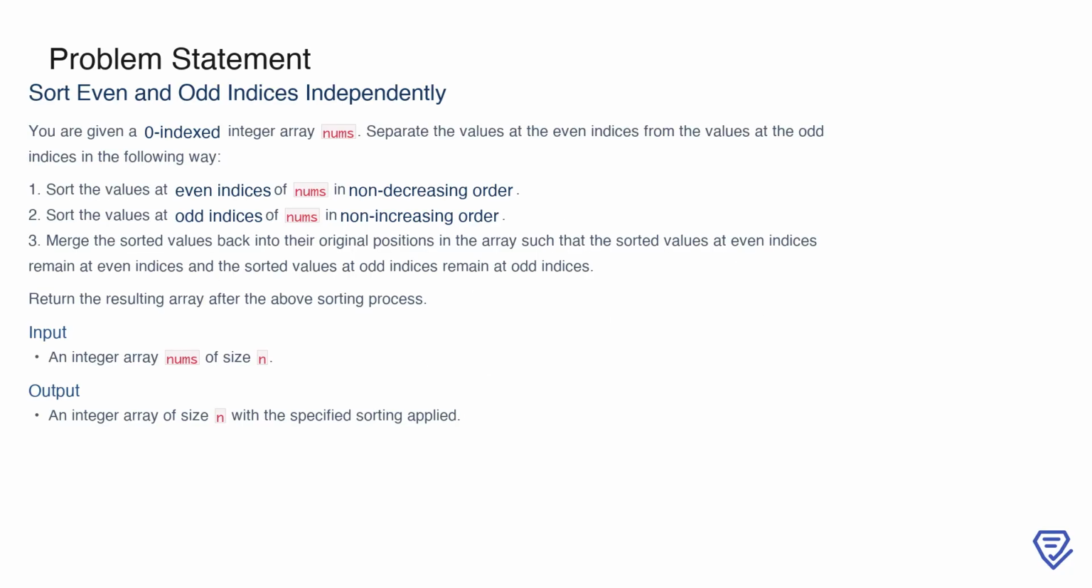In this problem, you're given a zero-indexed integer array called nums, and your task is to sort the values at even and odd indices independently. Specifically, you need to follow three steps.